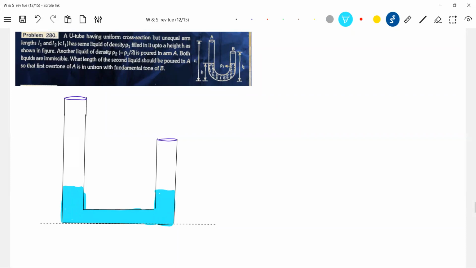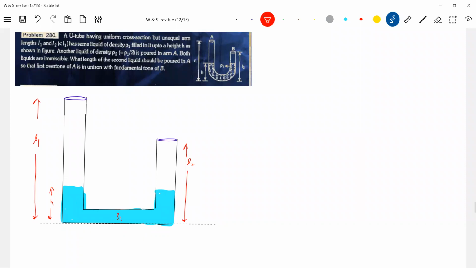Okay, there's the initial. So the initial level of the liquid is given. Length of the tubes are given, L1 and L2. Let's get into it. So the density is how much? Rho 1. Now I'm going to pour another liquid of density rho 2.